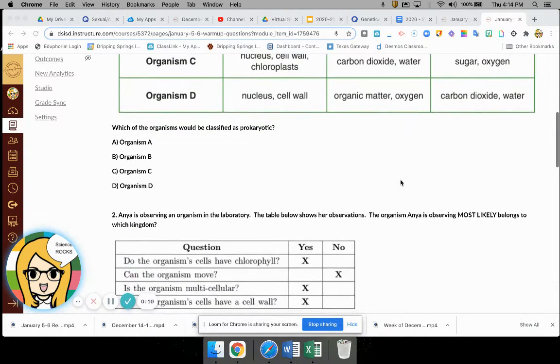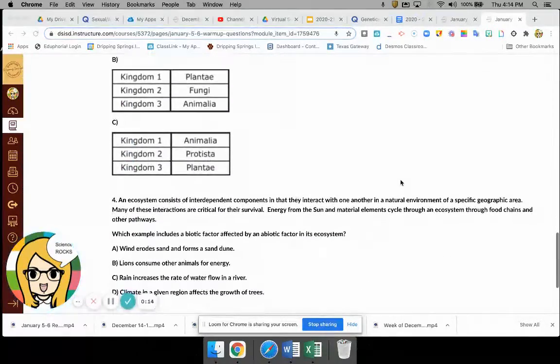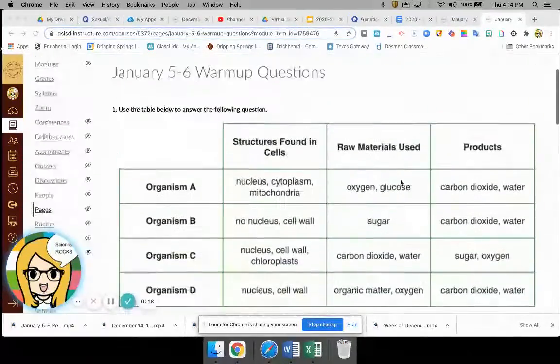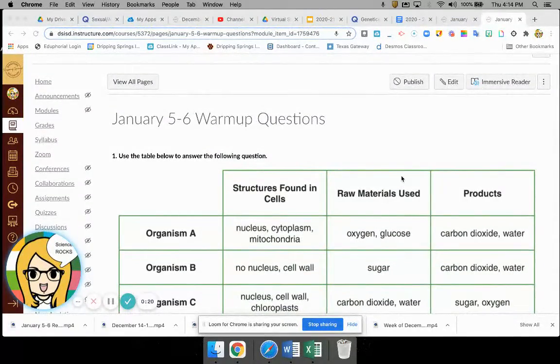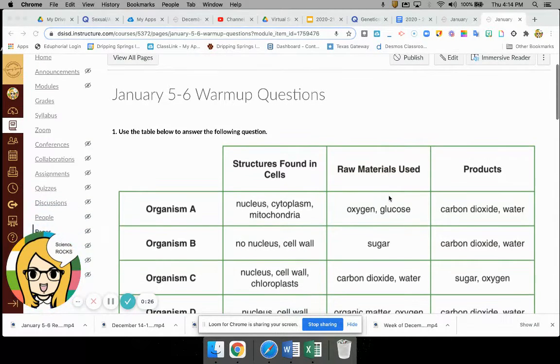We went ahead and pulled some questions from previously taught material. These questions are primarily from 7th grade to help prepare you for your upcoming interim benchmark test. So here we go. Number 1, use the table below to answer the following question.